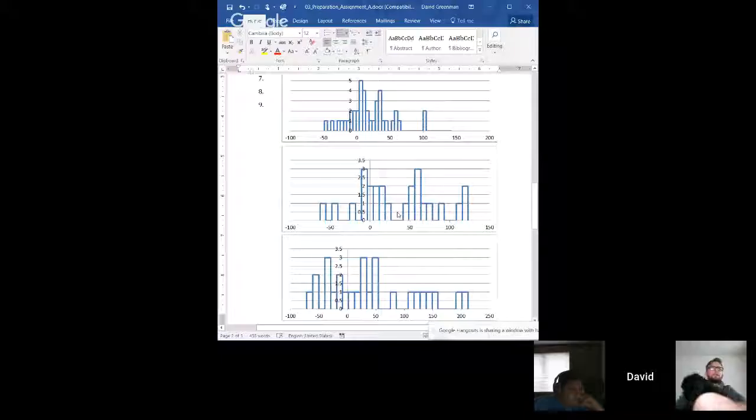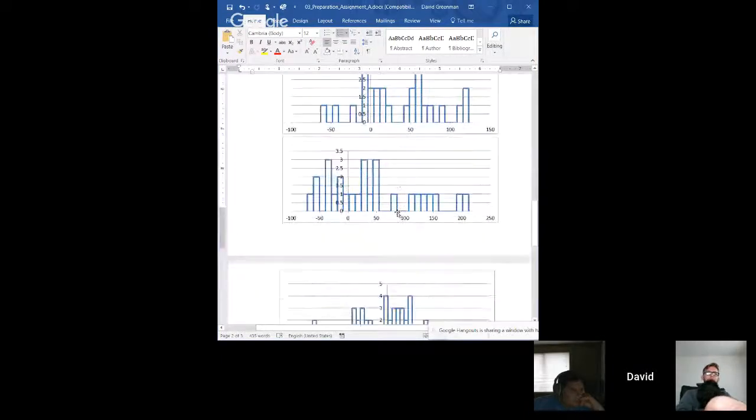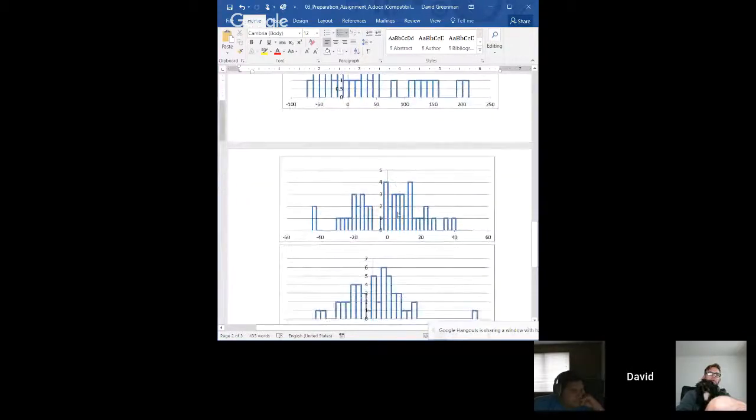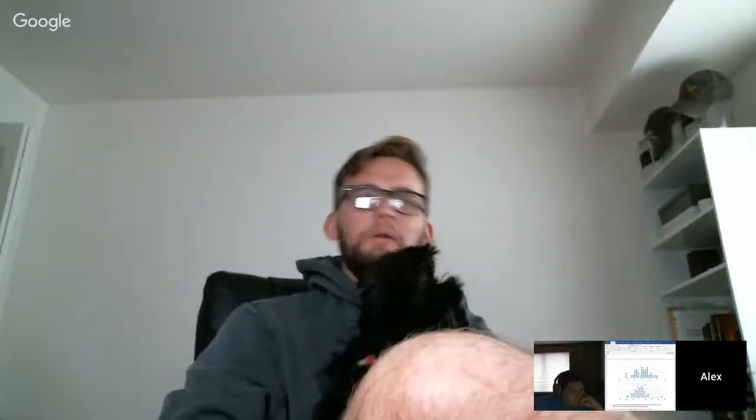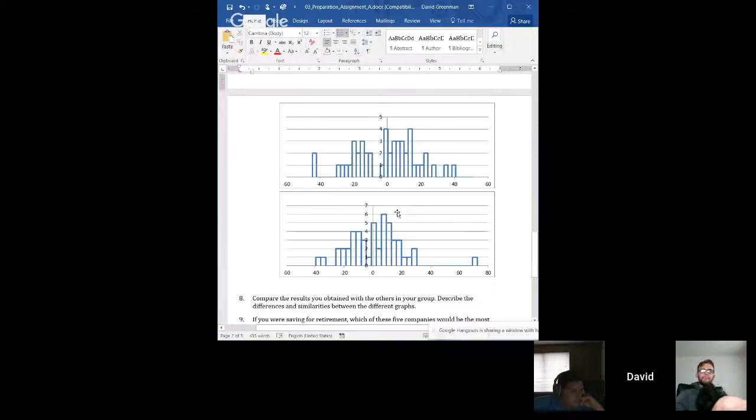Company B is right after that. Yeah, those are the histograms. Yeah, that's what I had too. Pretty much exactly the same for the most part.